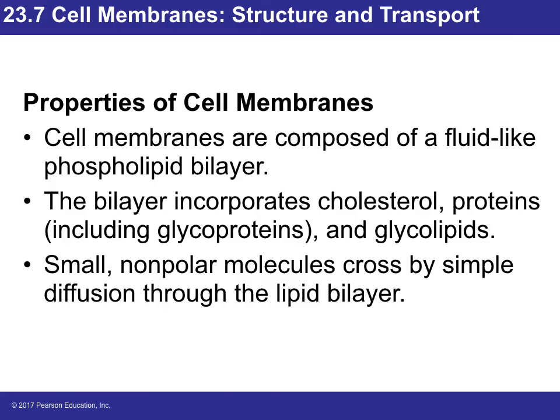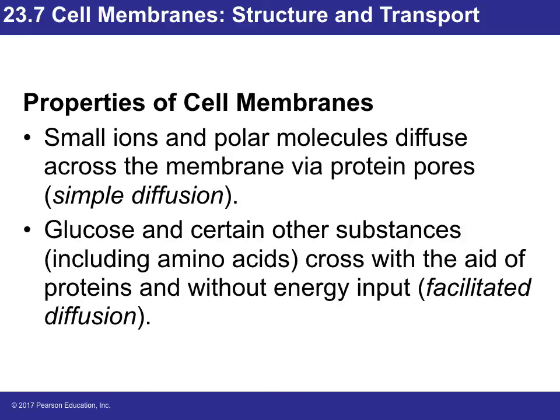Property of cell membrane, where they are a fluid-like phospholipid bilayer. They incorporate cholesterol, protein, as well as glycoprotein and glycolipids. Small non-polar molecules can cross by simple diffusion through the lipid bilayer. And those are just the summaries. Look at here, small ions and polar molecules diffuse across the membrane via protein pores. Those are still simple diffusion. They go from a high concentration towards a low concentration.